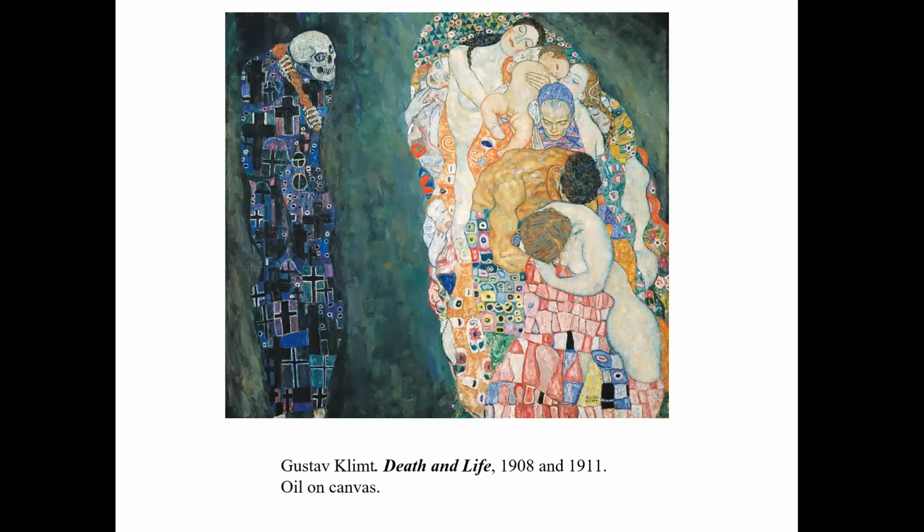So Klimt's Death and Life, notice we have a reasonable balance of the light and dark areas, but I would say the light area of life is much heavier or dense, shall we say, visually, whereas death and this kind of background of muted colors is less dense, but visually it balances out the other side because of the weight that it has optically.